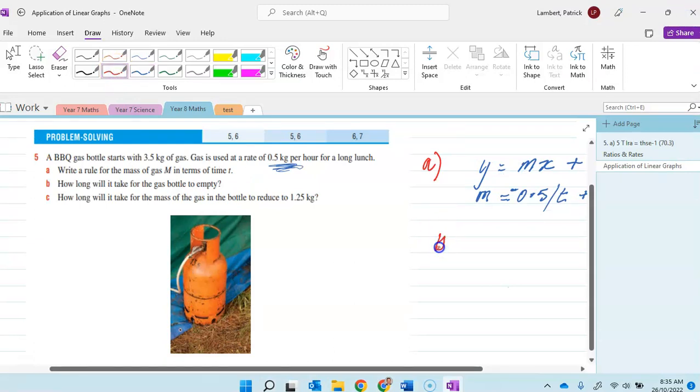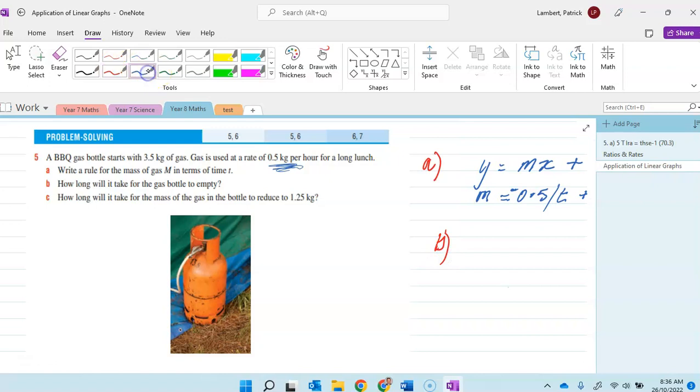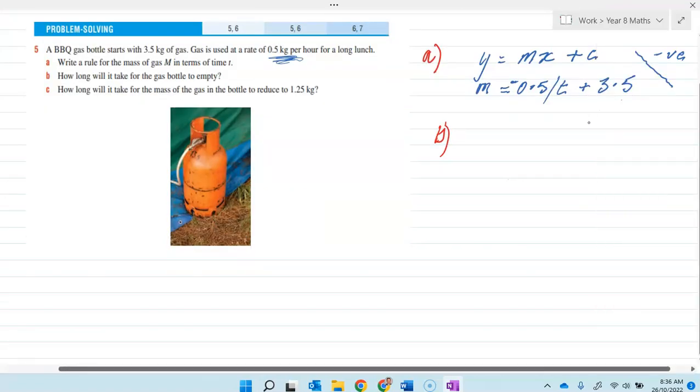Let's have a look at part B. How long will it take to empty the gas bottle? So what we're looking for is getting m down to 0. We substitute 0, nothing left. So we want 0 equals negative 0.5t plus 3.5. Now the way we solve any equation, no matter what the value, is that we subtract the c from both sides and then divide both sides by the m.